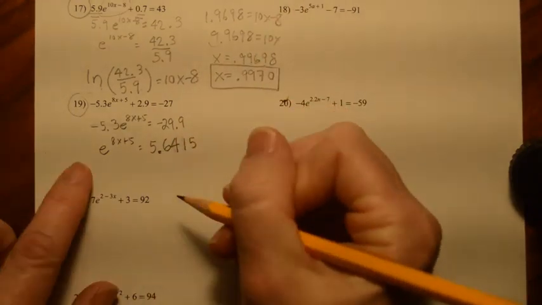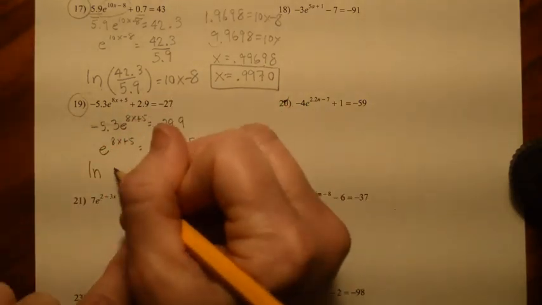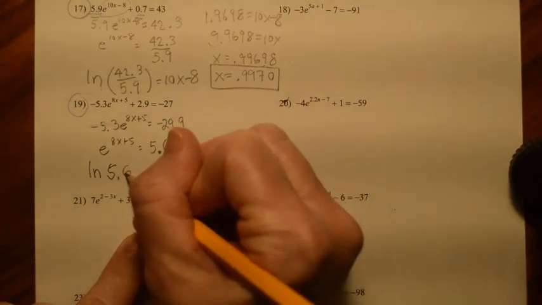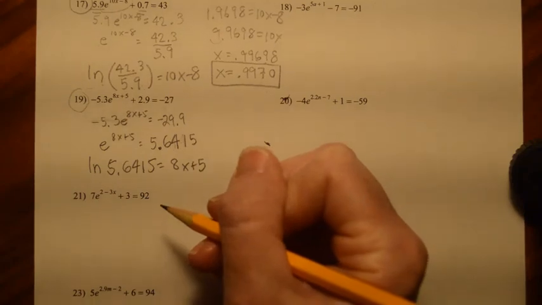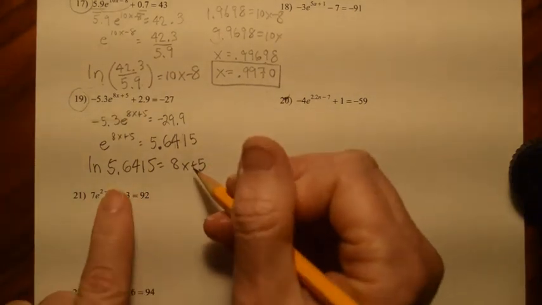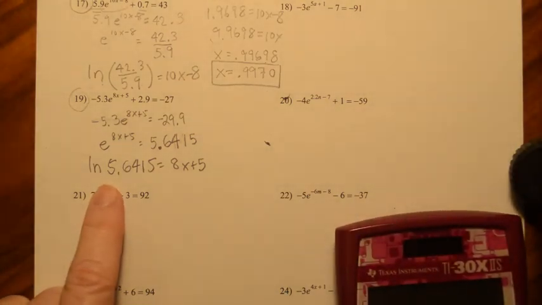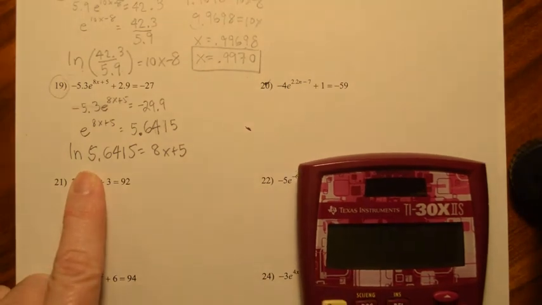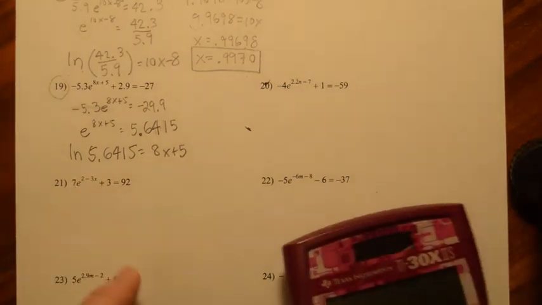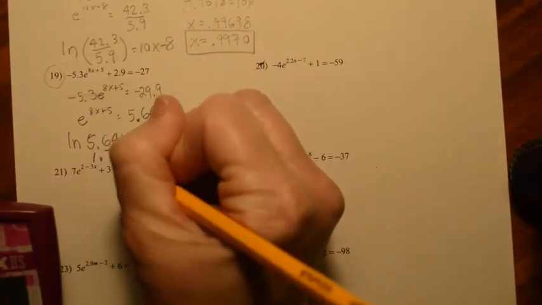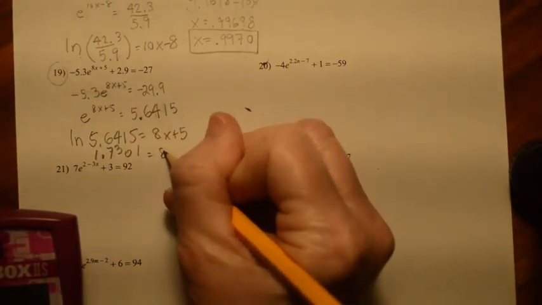All right, I have to change it into logarithmic form, so this is going to become natural log, and these two flip-flop. So this is going to be natural log of 5.6415 equals 8x plus 5. I'm going to find out what that is, so natural log of 5.6415 is 1.7301, which equals 8x plus 5.